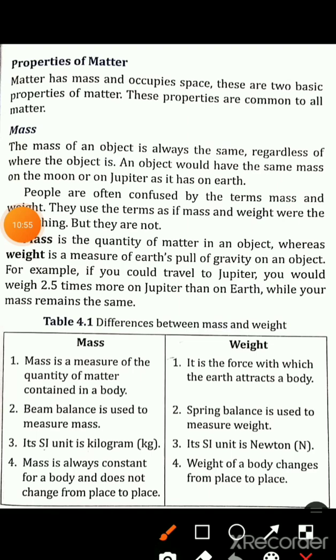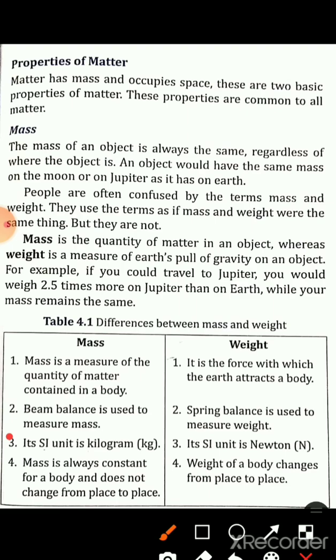SI units help us to know in a definite unit how much amount. So for mass, kilogram is the unit we use, whereas for weight, Newton is the unit.